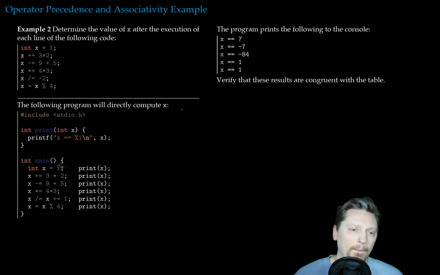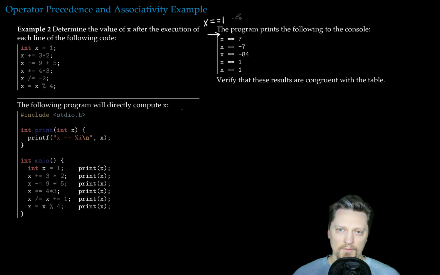So after each statement, we simply print x and see what results. So after the first statement, x equals 1, we print it. It should say x equals 1. I forgot to include x equals 1 here, so this should say x equals 1. Okay, after the second line, we are going to print again. So let's see what happens.